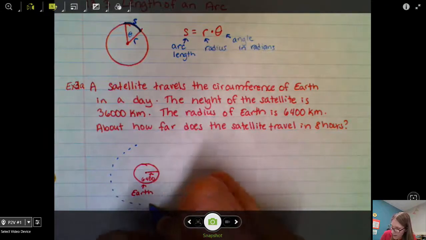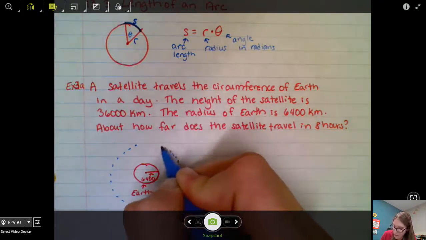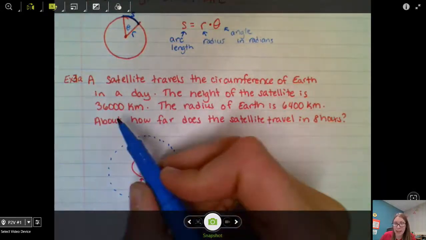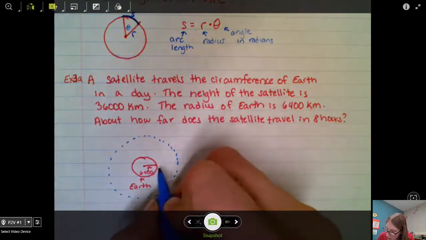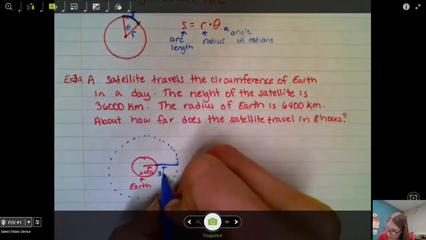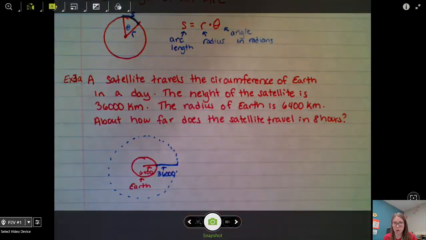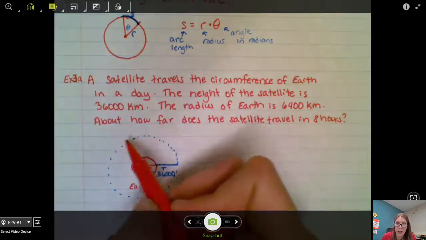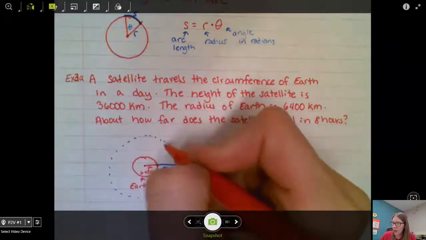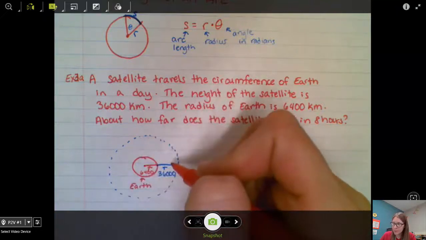Our satellite is orbiting something kind of like this. And we know that satellite's height is 36,000 kilometers, so from Earth all the way out to where that satellite is, 36,000. Now this isn't totally to scale, but you get the idea here. We want to figure out, if this satellite goes all the way around Earth in a day, how far does this satellite go in 8 hours? So I want to figure out a chunk of this outside here.